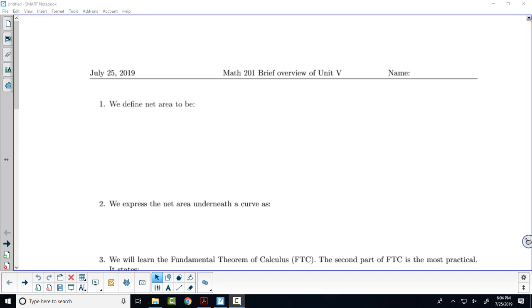So in 5.1, we see that in order to find area underneath the curves, we're going to begin with an approximation procedure. Then eventually we're going to take the limit of that approximation procedure, and that will give us what we're going to define as the area underneath the curve.